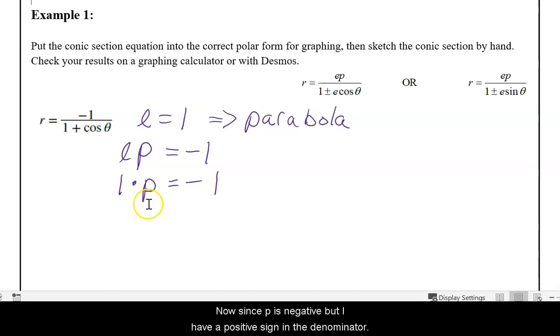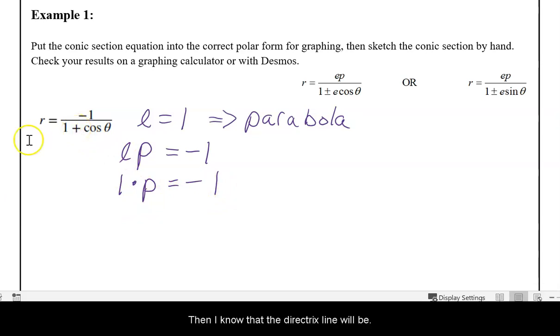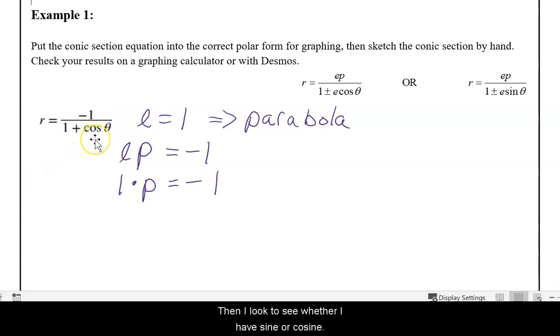Now, since P is negative, but I have a positive sign in the denominator, then I know that the directrix line will be either below the pole or to the left of the pole. Then I look to see whether I have sine or cosine. I have cosine, which is controlling x and horizontal motion. Therefore, the directrix must be to the left of the pole. The focal point I'm interested in is at the pole.